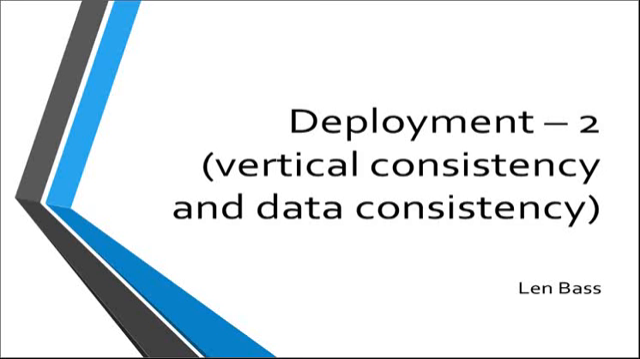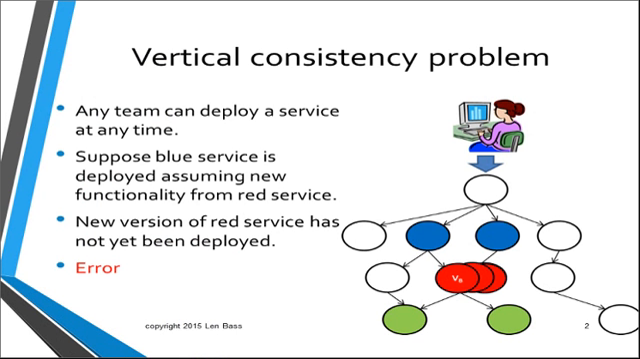This is the second lecture on deployment. We're going to talk about vertical consistency. In the prior lecture we talked about horizontal consistency. The vertical consistency problem is that any team can deploy a service at any time. The blue service in this picture may be deployed assuming certain functionality from the red service, but the new version of the red service hasn't been deployed. So you need to be able to manage such situations.